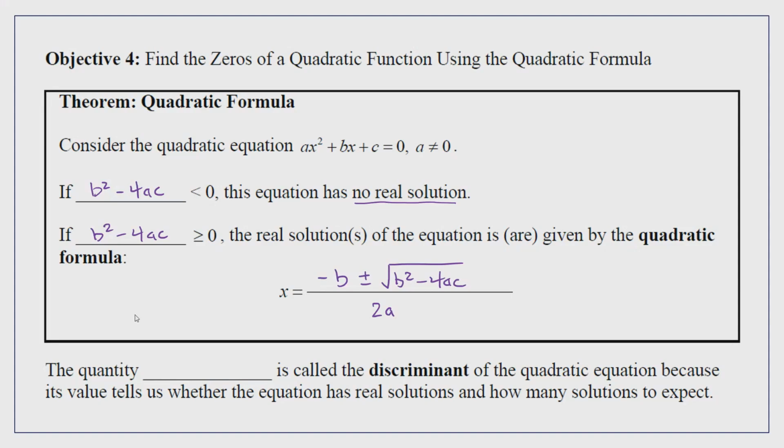Anyway, all right. The quadratic equation is given by this formula. So we're going to use this formula to solve quadratic functions. But the quantity b squared minus 4ac is called the discriminant of the quadratic equation because its value tells us whether the equation has real solutions and how many solutions to expect.